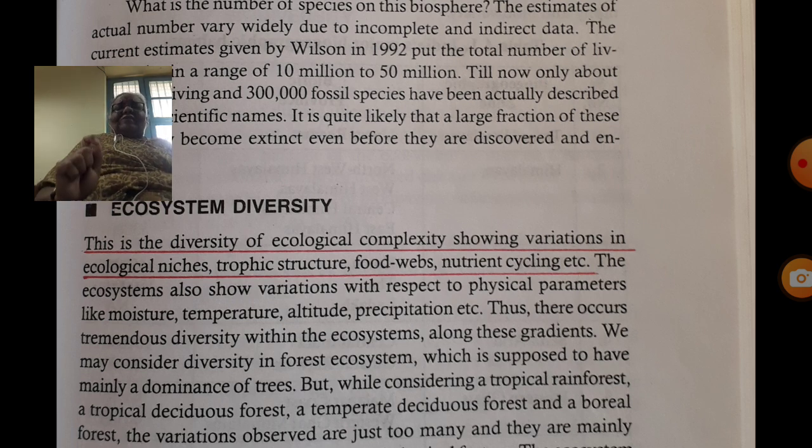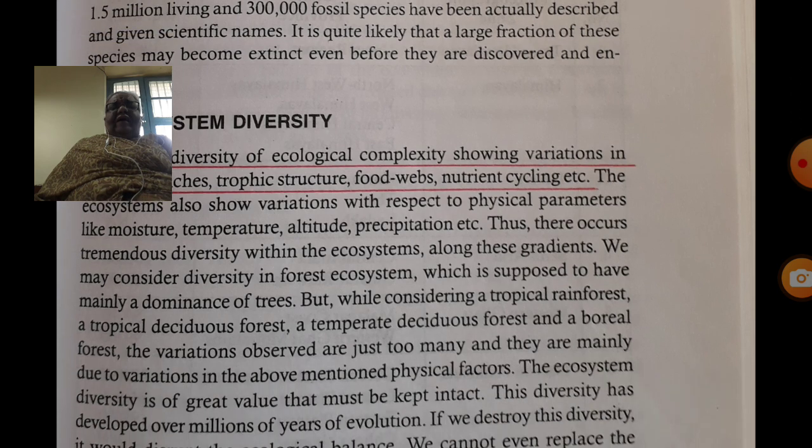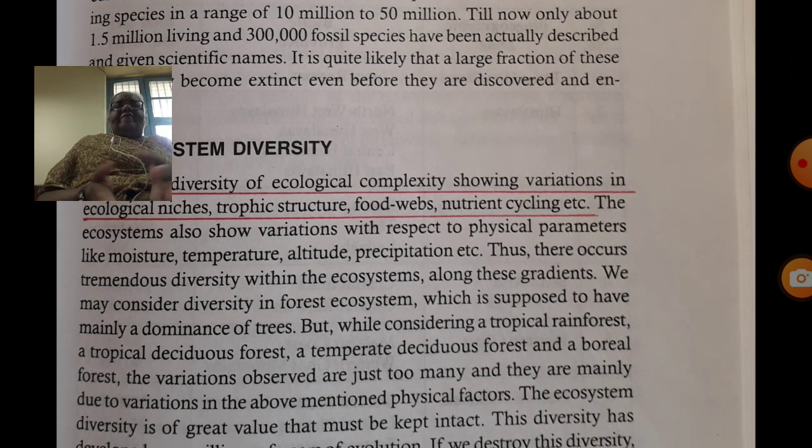In total, ecosystem diversity refers to the diversity of ecological complexity showing variations in ecological niches, trophic structure, food webs, nutrient cycles, etc. And ecosystems show variations with respect to physical factors like moisture, temperature, altitude, precipitation, etc. Therefore, you can expect a tremendous diversity within an ecosystem along the gradients. And this diversity depends upon the type of ecosystem that is under study.